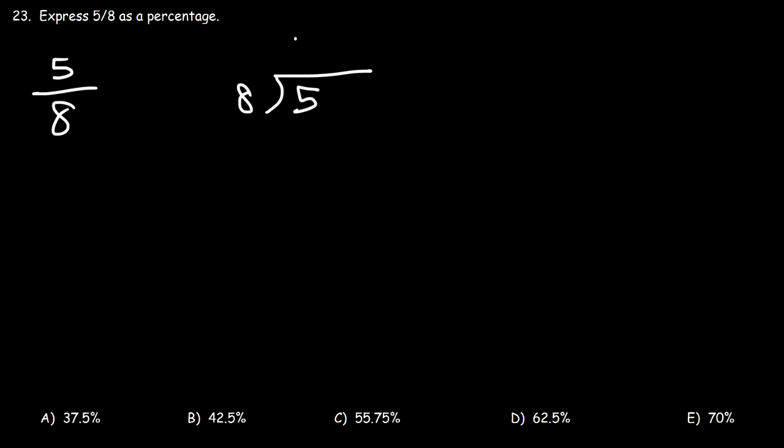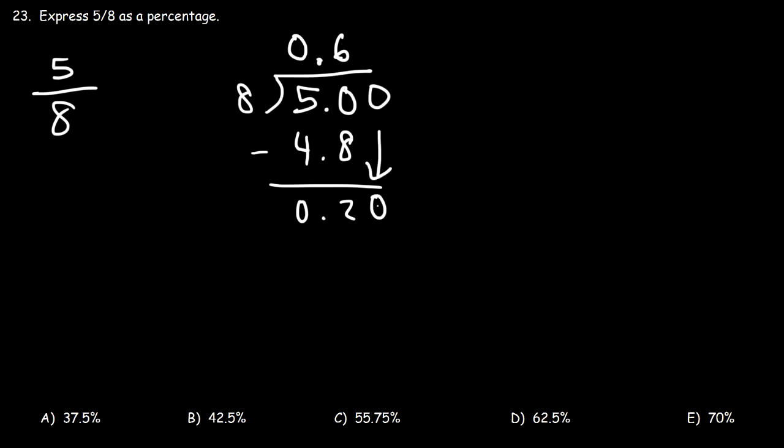So 8 goes into 5 0 times. So we need to add a 0 and a decimal point. Now how many times does 8 go into 50? 8 goes into 50 6 times. 8 times 6 is 48, that's less than 50, but 8 times 7 is 56, which is more than 50. Now 8 times 6 is 48, so 8 times 0.6 is 4.8, with a difference of 0.2.